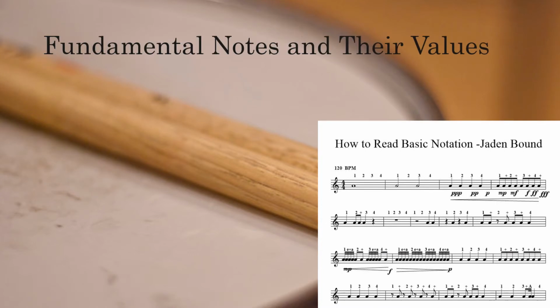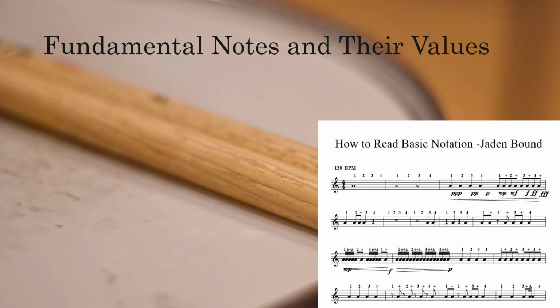Okay, so now we're going to talk about the fundamental notes and their values. Now these notes, they're basically the alphabet. Once you recognize these symbols and you know what their values are, you're able to read them and understand them, you'll be able to play just about any rhythm. Because all these notes do, they go together and they make rhythm. So if you can understand these notes, you can play just about any music that comes at you.